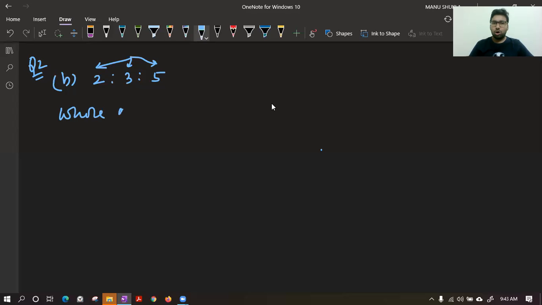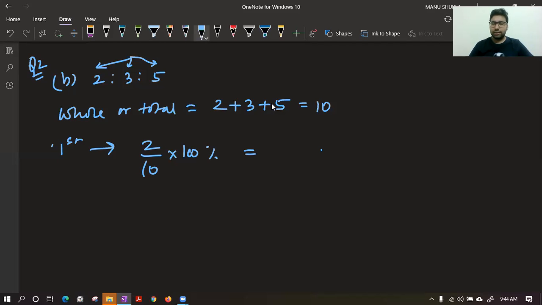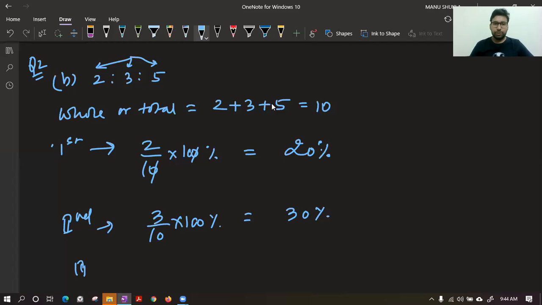So the whole or total will be given by 2 plus 3 plus 5, that is 10. So the first fraction you can say, first will be 2 upon 10 into 100%, that is 0 will cancel, 20%. Second will be 3 upon 10 into 100%, 30%. And the third one will be 5 upon 10 into 100, that is 50%. So in these questions, we had the idea of finding the total first, and then we have easily found the percentage. The remaining parts are very easy of this question.